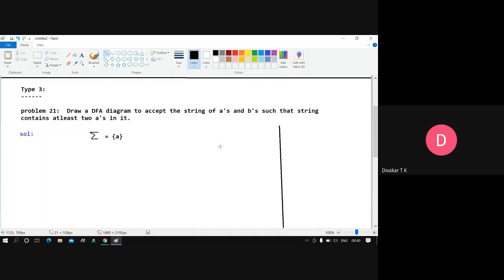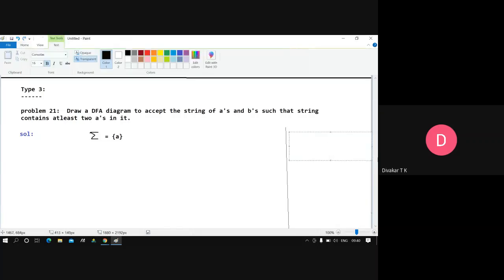What is the requirement? One second guys, I'll write. The requirement I'll write in the RHS part, that is on my working space here. This is the requirement part. What is my requirement now? In the question it said that the string contains at least two A's in it. Now at least two A's should be there, meaning two A's.